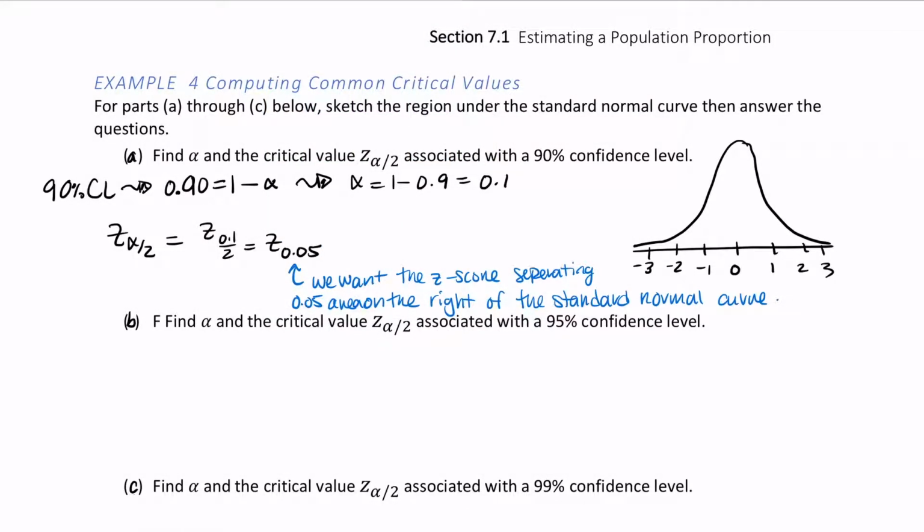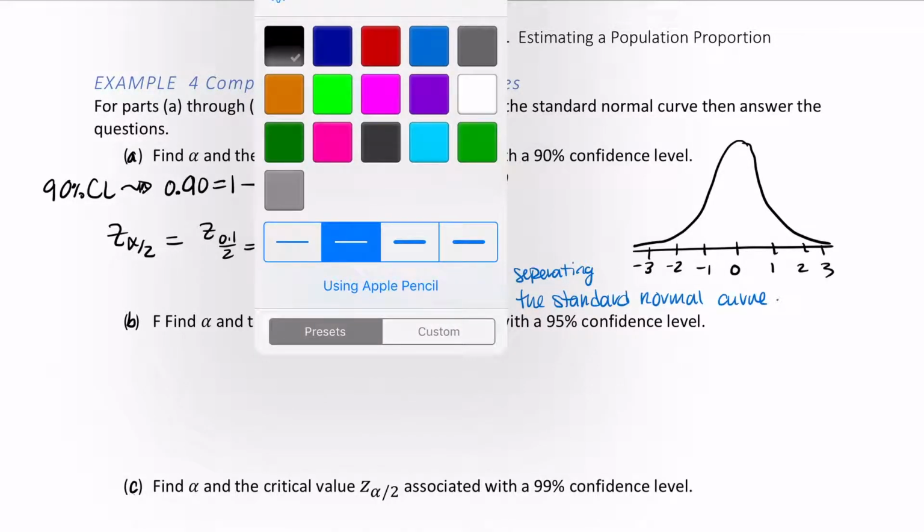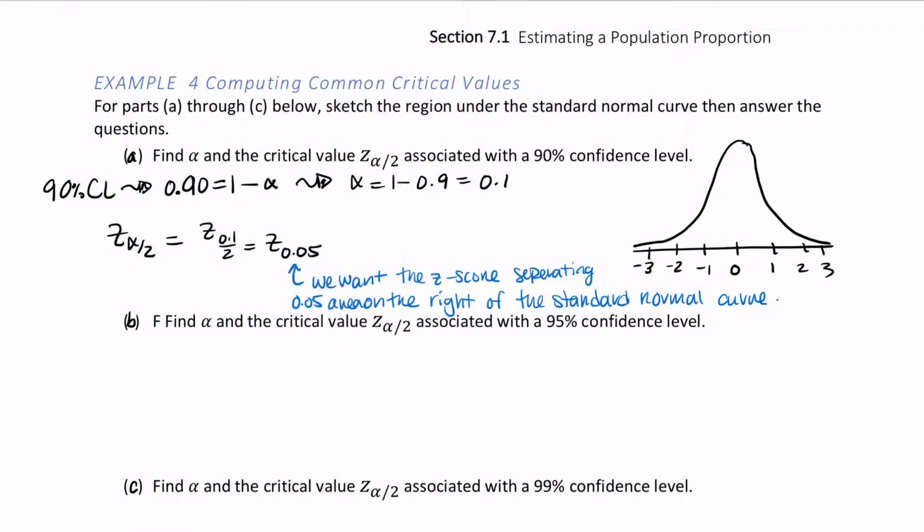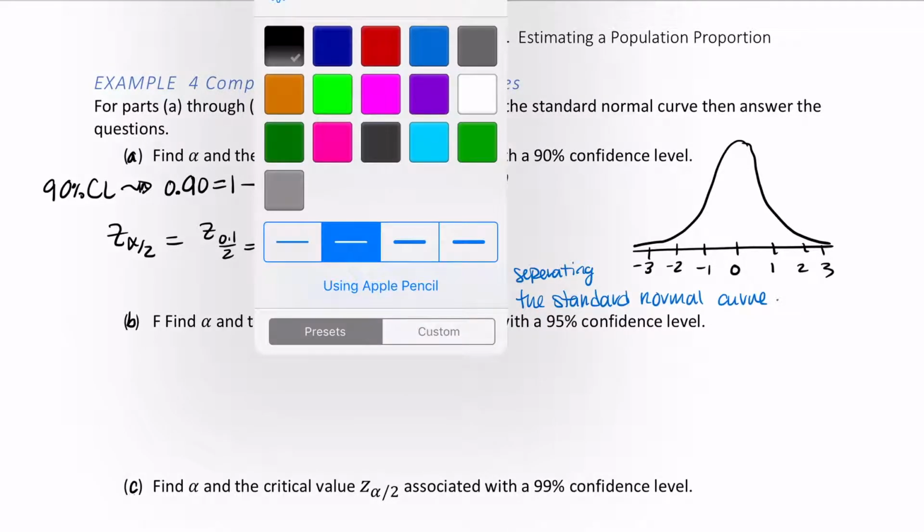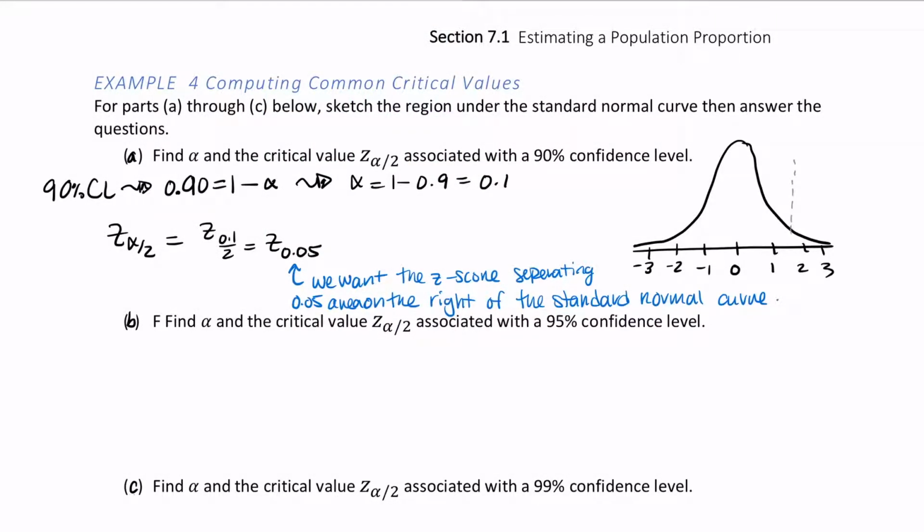So we're starting off with an area and we want a Z-score, so let's use inverse norm. And let's make a guess to where that's going to be. So we're going to have some Z-score, A, such that we have 0.05 area here. And if you remember, when you use inverse norm on your calculator, inverse norm wants to know the area on the left, so you have to do 1 minus 0.05. And you end up with the following.